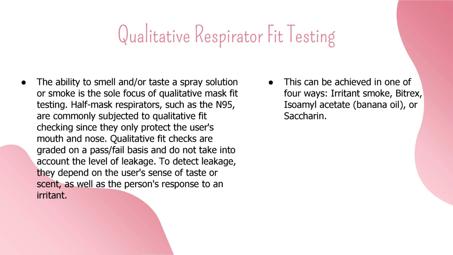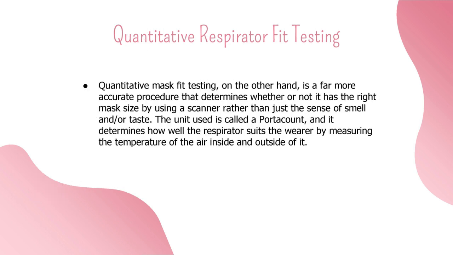Half-mask respirators such as the N95 are commonly subjected to qualitative fit checking since they only protect the user's mouth and nose. Qualitative fit checks are graded on a pass or fail basis and do not take into account the level of leakage. To detect leakage, they depend on the user's sense of taste or scent as well as the person's response to an irritant. This can be achieved in one of four ways: irritant smoke, Bitrex, isoamyl acetate or banana oil, or saccharin.